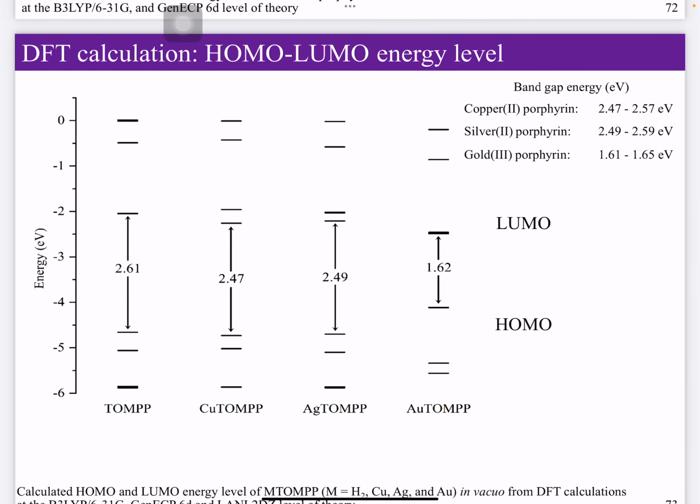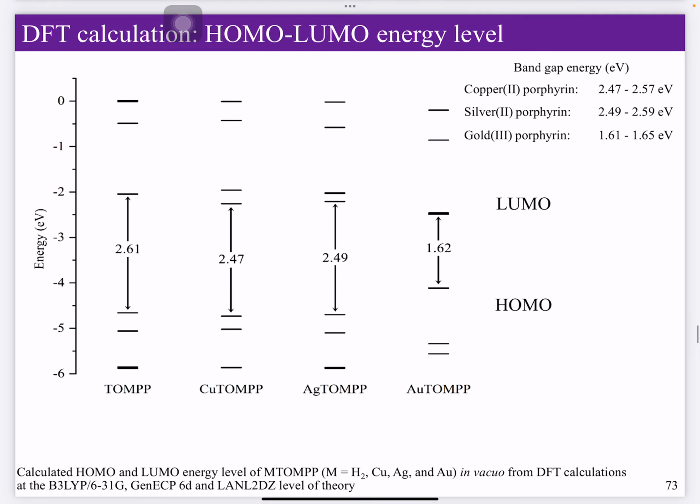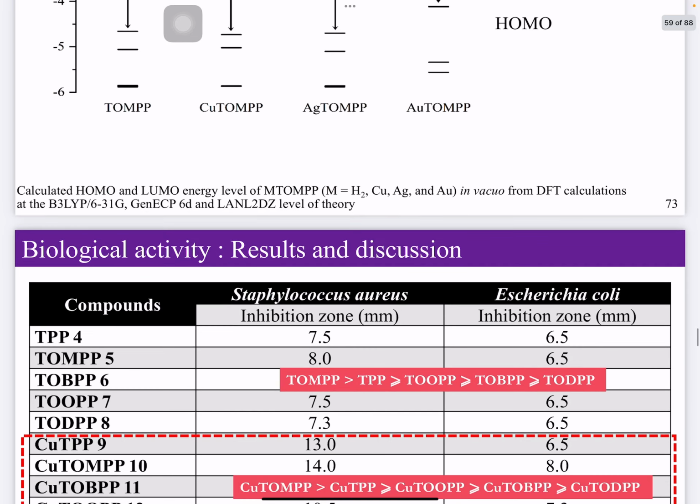And when we replace the center by adding copper, silver, and gold, the energy band gaps vary. Especially for gold, the energy band gap turned into 1.62. That may be because the gold we use is gold 3+. The energy band gap for copper ranges from 2.47 to 2.57. For silver it is 2.49 to 2.59. For gold it is 1.61 down to 1.65.